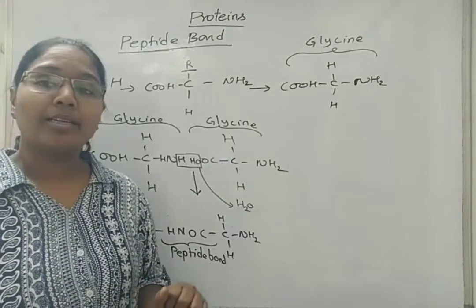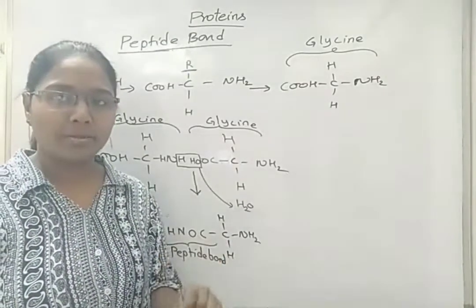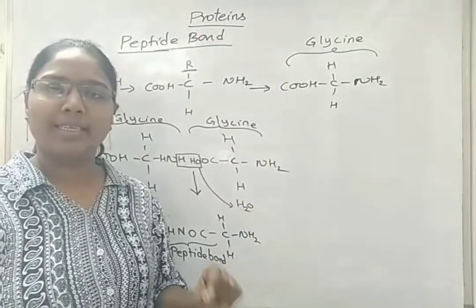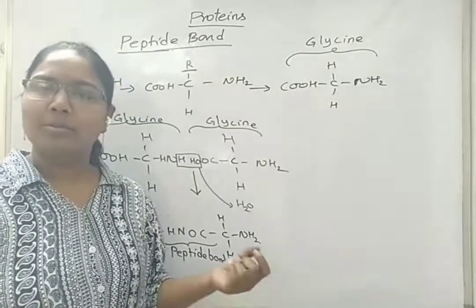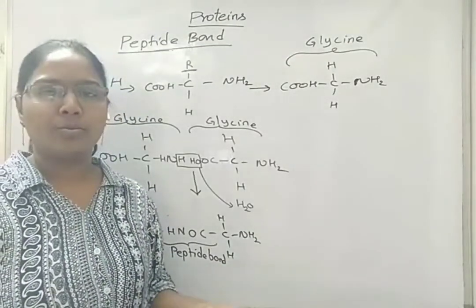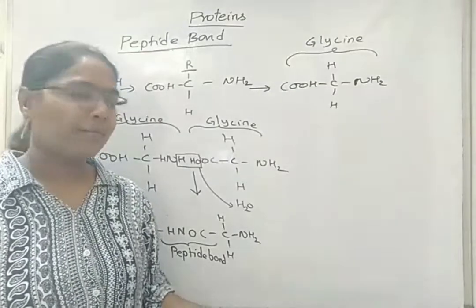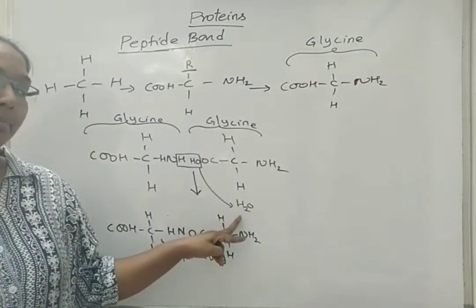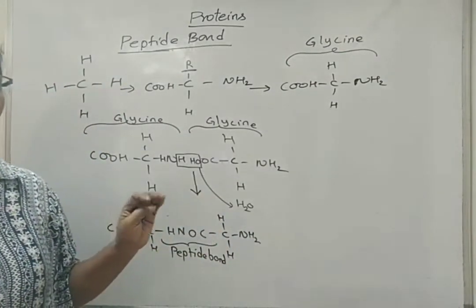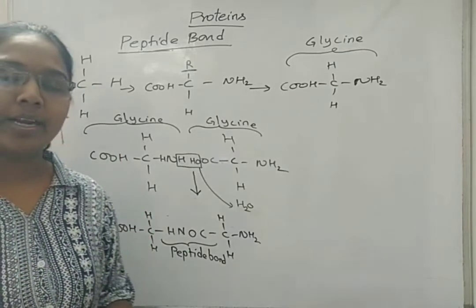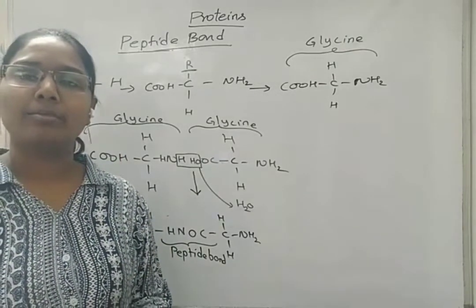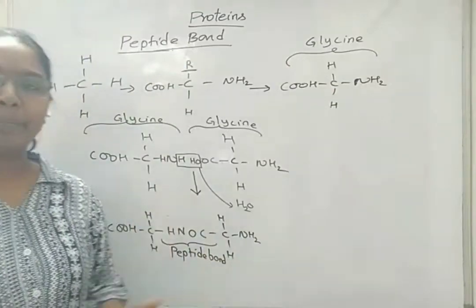Same in carbohydrates also, we have discussed. A glycosidic bond is formed by dehydration between two monomeric carbohydrates, or monomers, or monosaccharides. There also dehydration happened. Here also dehydration happened. But in the case of carbohydrates, the bond is a glycosidic bond. Here the bond is a peptide bond.